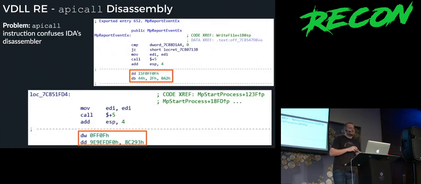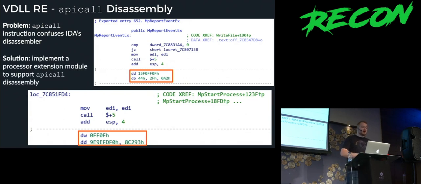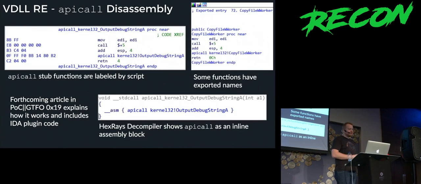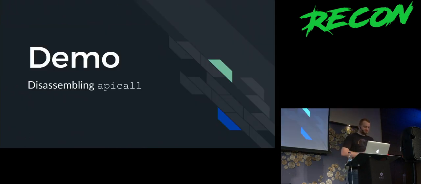As I said, API call is not a real instruction. So when I reversed these DLLs, IDA was choking on it, and we get this ugly output here. The solution is to implement a processor extension module to support API call disassembly. And you get this nice disassembly here where we say API call, and even when you do hex arrays, you get an intrinsic there where it shows this assembly block.